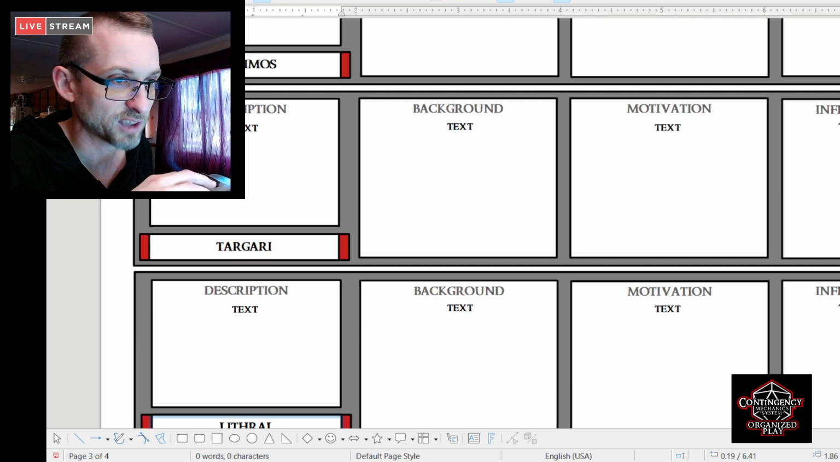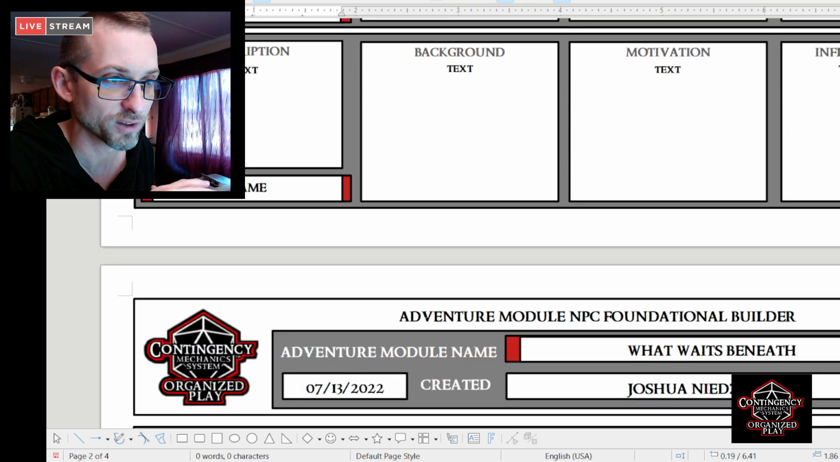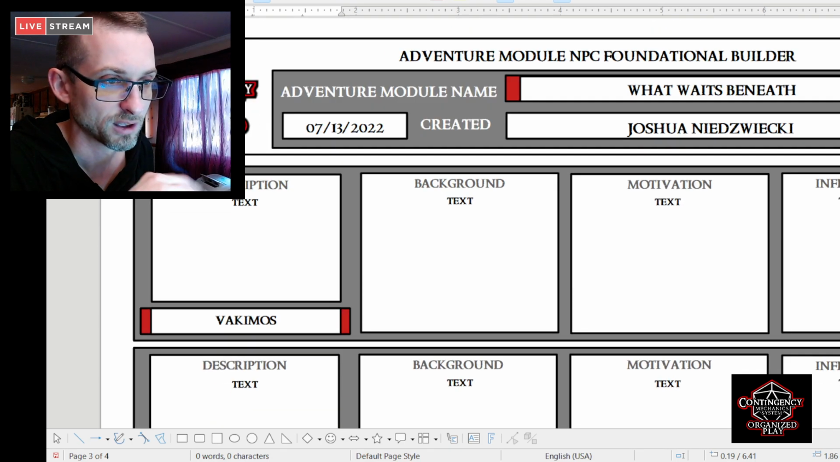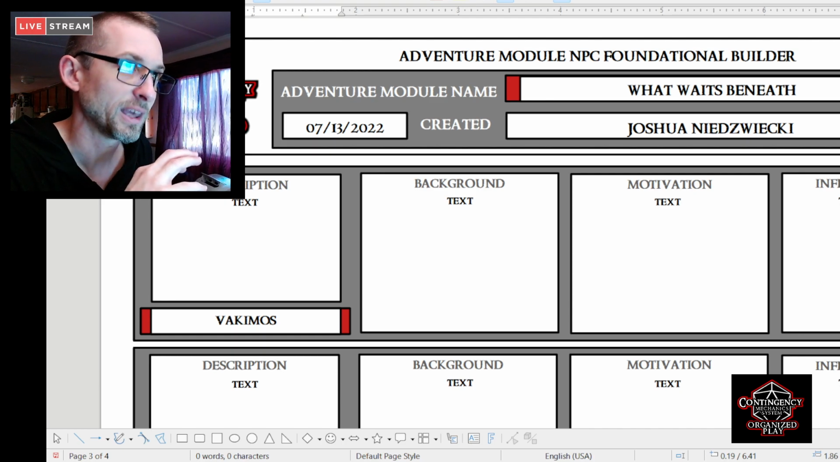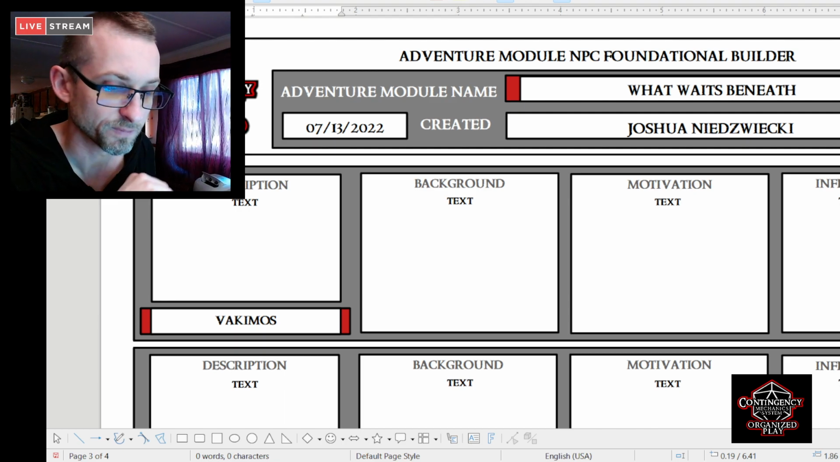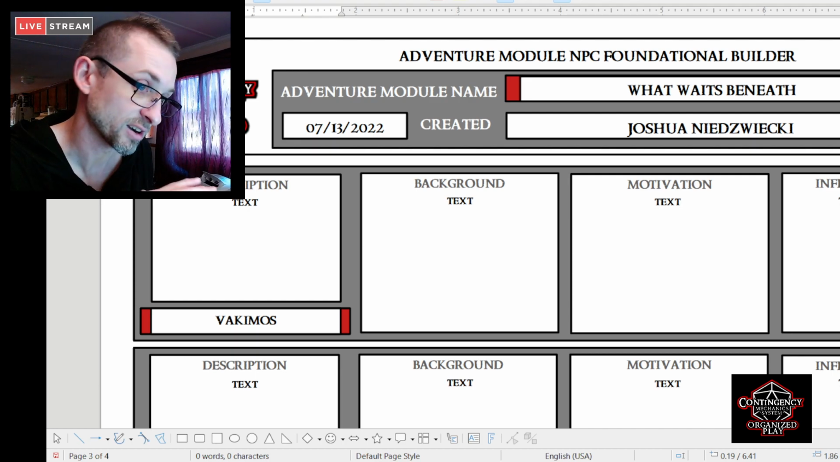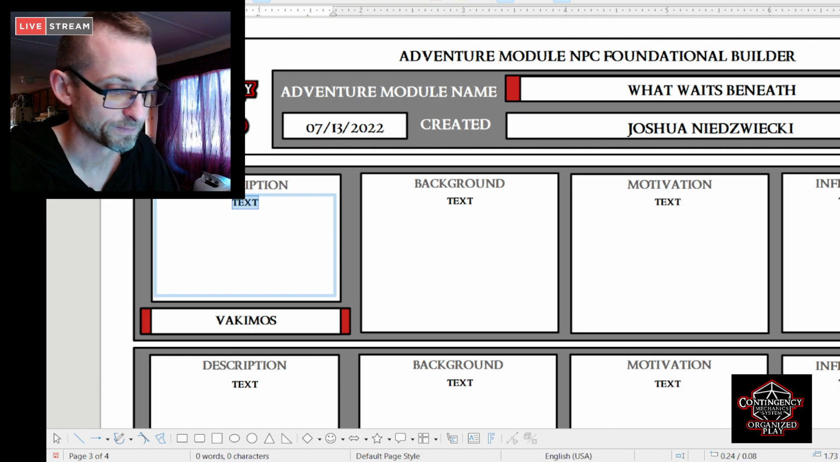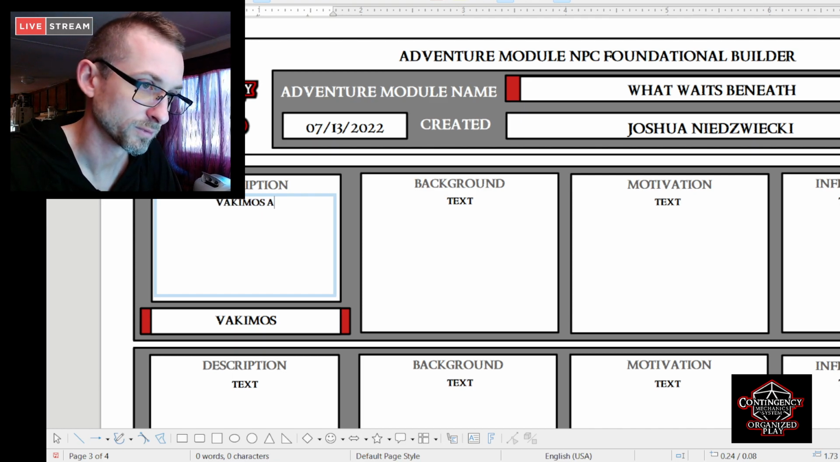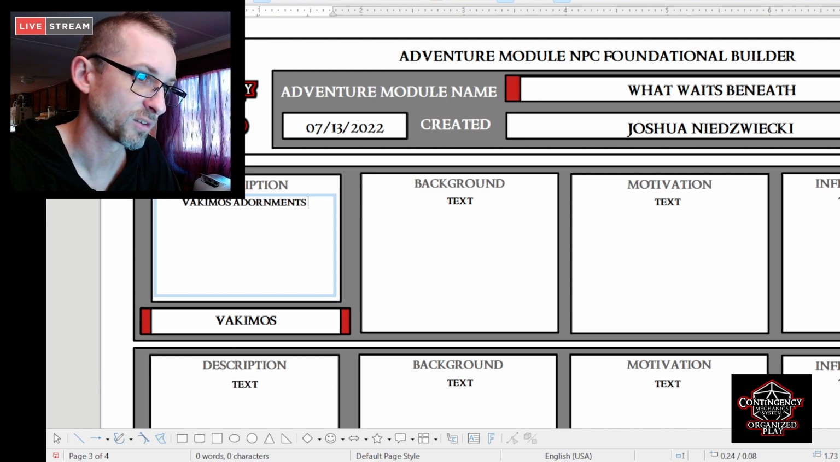So we're dealing with these characters foundationally, and we want to make sure that we're offsetting them properly. So Vakamos has a background, motivation, influence, and description as well. And it needs to be on par with the weight of Eralt's if he is to be a contender against him. So description-wise, we had described some of them already inside the module.